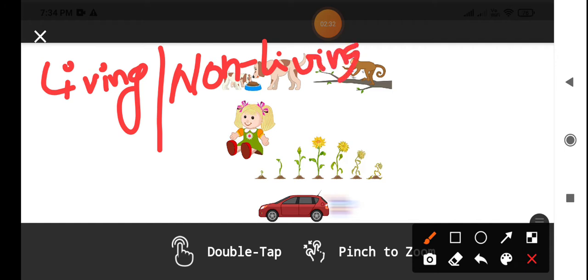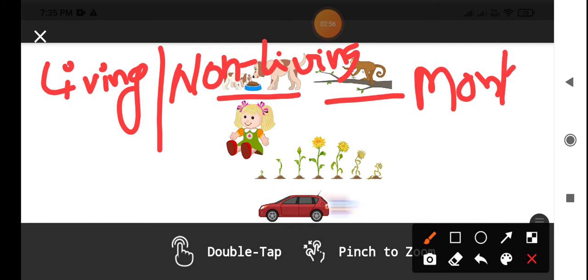Now you find out the first picture is a dog. Is a dog a living thing or non-living thing? Wherever you want, place it. The next animal is a monkey. Is it living or non-living? Wherever you want, just write monkey there, and later we'll discuss how it comes under that group. Next, a doll. Is a doll coming under the living group or non-living group? You just think and place it there.